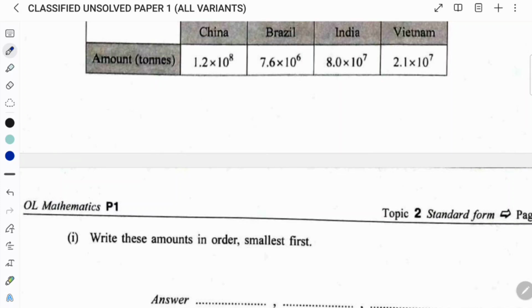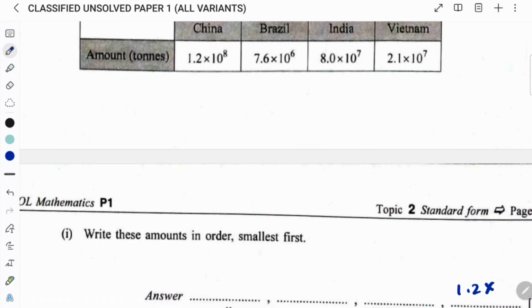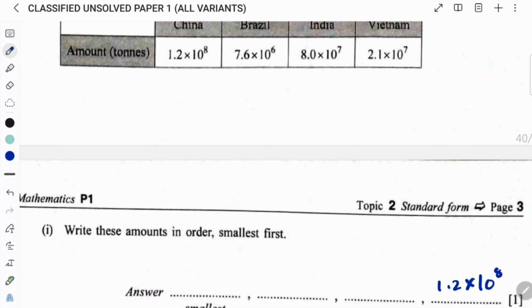Alright, for this question, all of them are in one decimal place, so we can easily compare. The higher the power, the greater the number. So obviously 1.2 into 10 to the power of 8 will come last. Now we'll have to just check. This is 8.0. This we have done. So the smallest is obviously 7.6 into 10 to the power of 6.